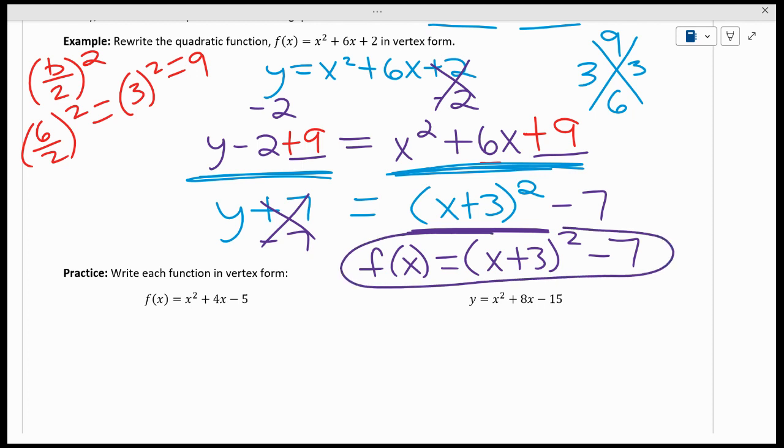Now this is in vertex form. I can look at that, and if I graphed this parabola, the vertex would be negative 3, negative 7, because you do the opposite of the inside, keep the outside the same.